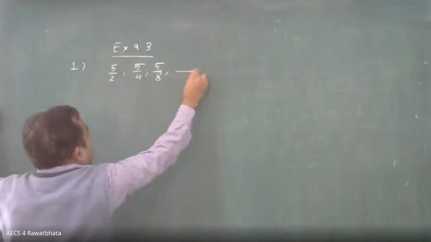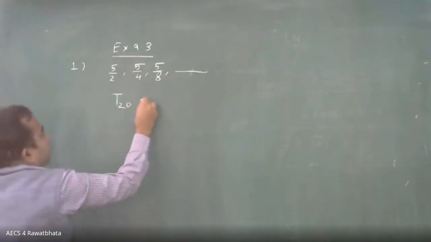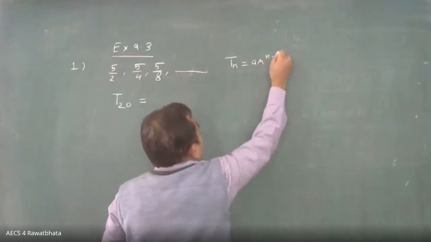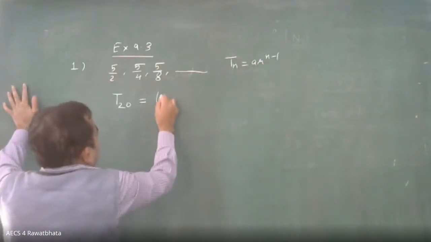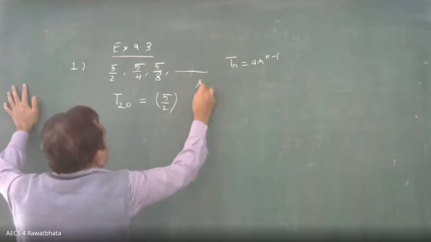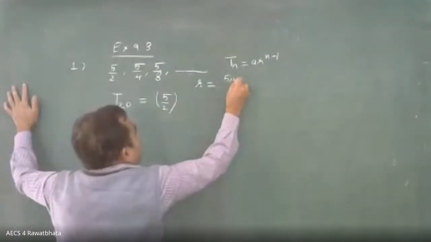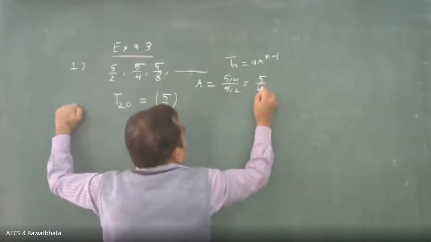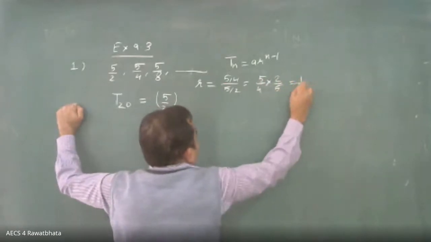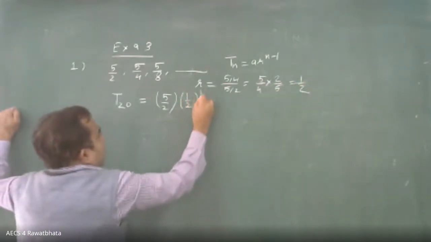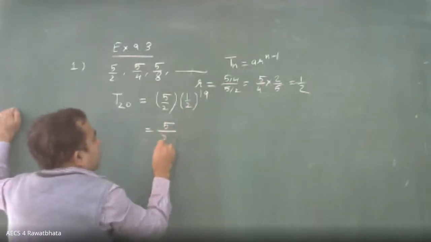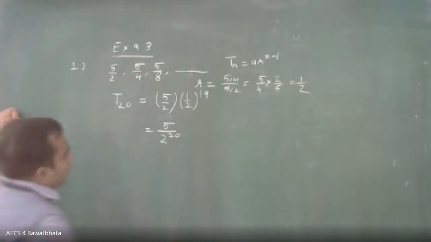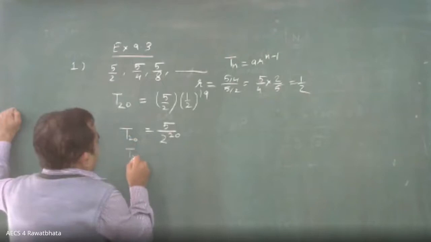I have to find the 20th term. It's super simple. The formula of the general term is Tn equal to A r raised to power n minus 1. Here A is 5 by 2. What is r here, students? Super simple, visible: 1 by 2 is getting multiplied every time. So very easily you can find r is half. This will be my answer. We also have to find the nth term, so the nth term will be this.